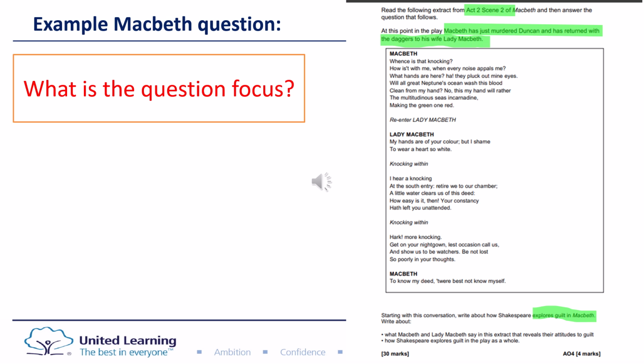In fact, the way that we've taught you in lesson is that we want to organise ideas chronologically. So if, for example, your extract is from Act 5, you might write about that last. What you do need to identify though is what exactly the question is asking you to do. In this one it says write about how Shakespeare explores guilt in Macbeth. So it's a theme focused question on the theme of guilt.